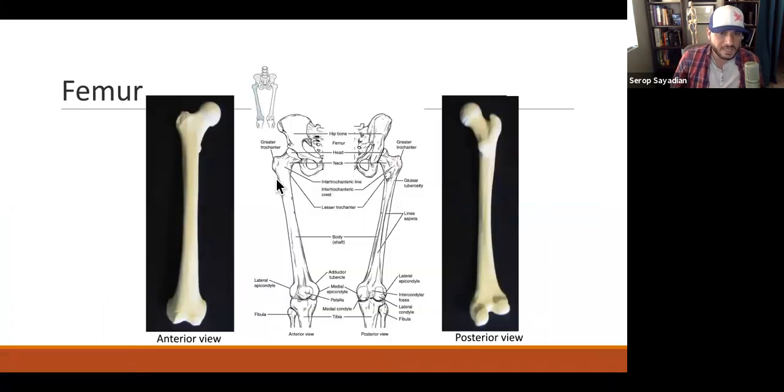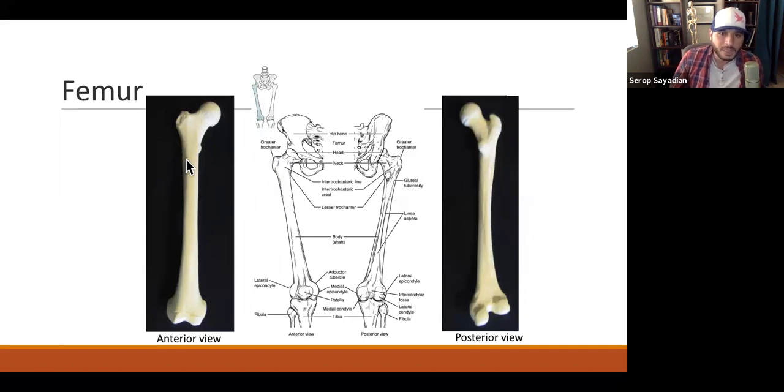All right, we got the femur. The femur, the longest bone in the body. Very, very painful to break. Very difficult to break too. If you break your femur, that's some pretty significant trauma, most likely a big fall injury.